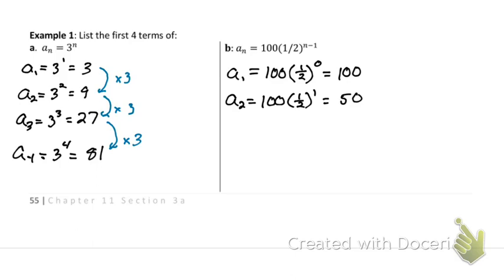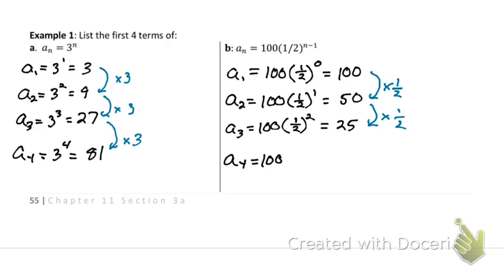However, if you don't recognize that pattern, you do have to just keep going. A sub 3 would be 100 times 1/2 squared, because it's 3 minus 1. 1/2 squared is 1/4, so 100 times 1/4 is 25. Once again, it's just multiplying by 1/2. So if we did a sub 4, it's going to equal 100 times 1/2 to the third power. That is going to be half of 25. I didn't miss anything? No. So we have 12.5.